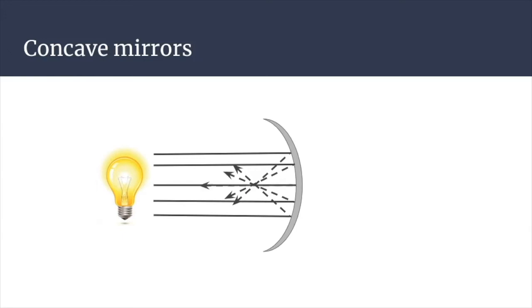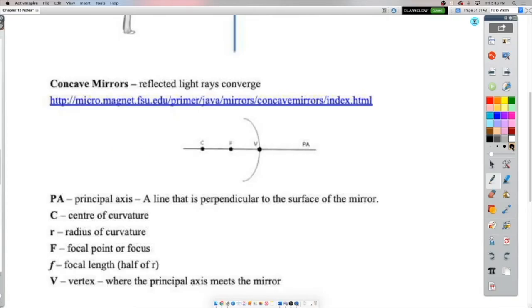You can see this is happening, okay? One that comes straight in still gets reflected straight back, and that is called our focal point. So let's get into some more. Okay, so just some definitions that we need. These are going to take us through not only concave and convex mirrors, but also concave and convex lenses, okay?